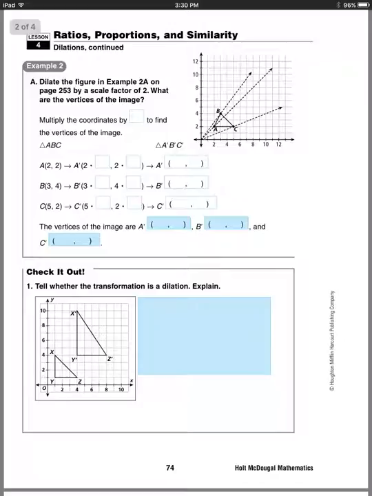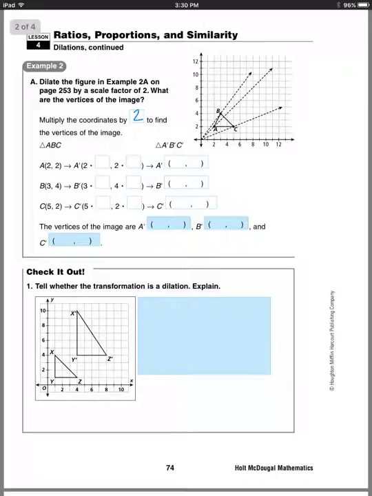Alright, now we're actually going to dilate something. Okay, we're either going to make something bigger or we're going to make something smaller. If the dilation number or the scale factor is larger than 1, remember it's going to be a bigger picture. And if the scale factor is smaller than 1, it's going to be a smaller picture. So, multiply the coordinates by 2 to find the vertices of the image. So the first thing we need to do is find the coordinate points or the ordered pair of where each point is sitting on that triangle, which they have done for you.